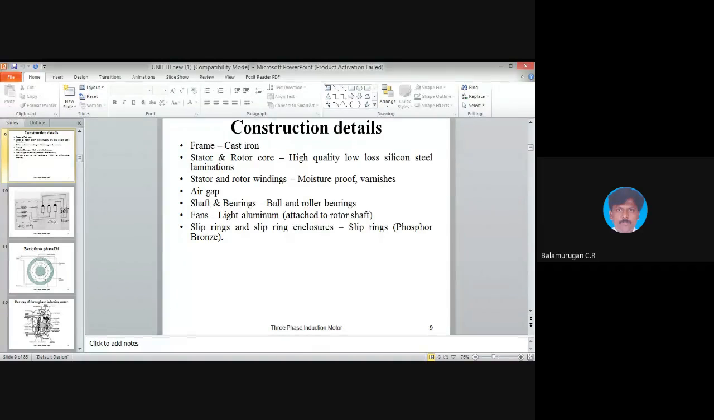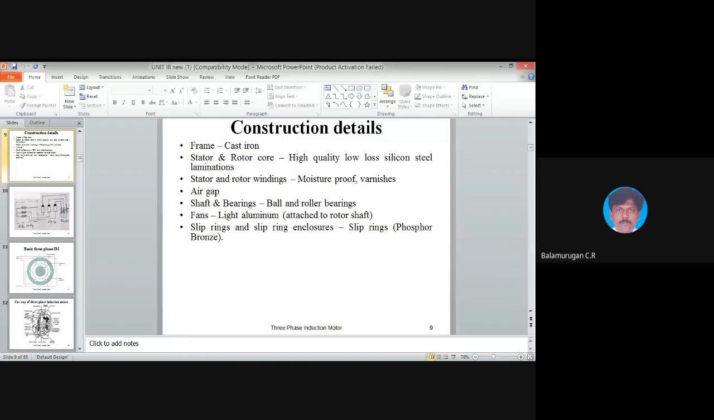Next, we'll have an air gap between stator and rotor. And then we'll have a shaft, and the bearings will be available. That will be ball and roller bearing. This point we missed in the previous class, so I am giving it as additional. And then we'll have fans to cool the winding when the machine is operating under overload. This fan will be attached to the shaft. We have light aluminum fans.